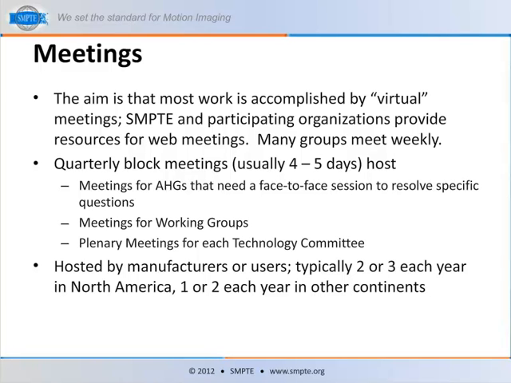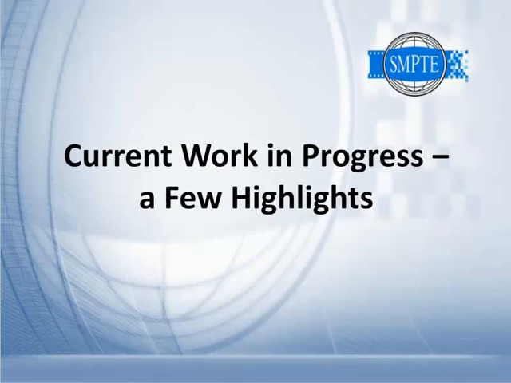Typically we hold 2 or 3 meetings each year in North America, and either 1 or 2 internationally. There's always one in Europe after IBC, and typically in alternate years we hold another one in some other continent than North America. That will probably become more of our meetings as we get more and more international participation.